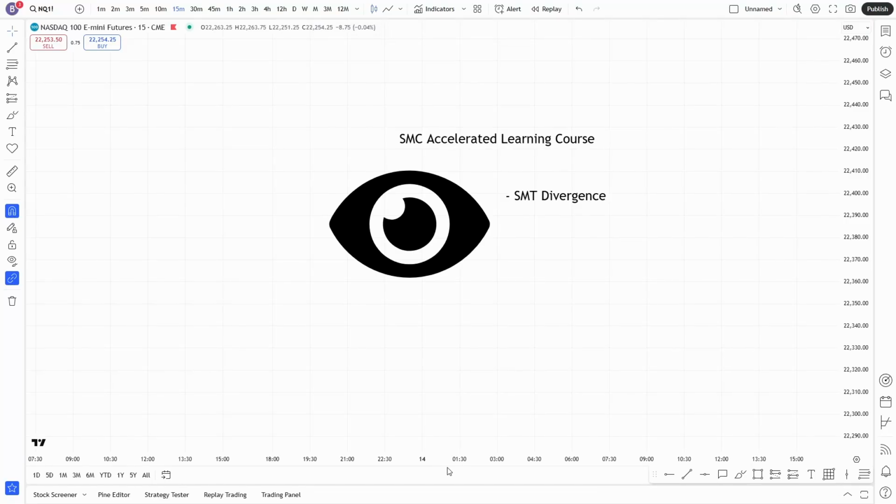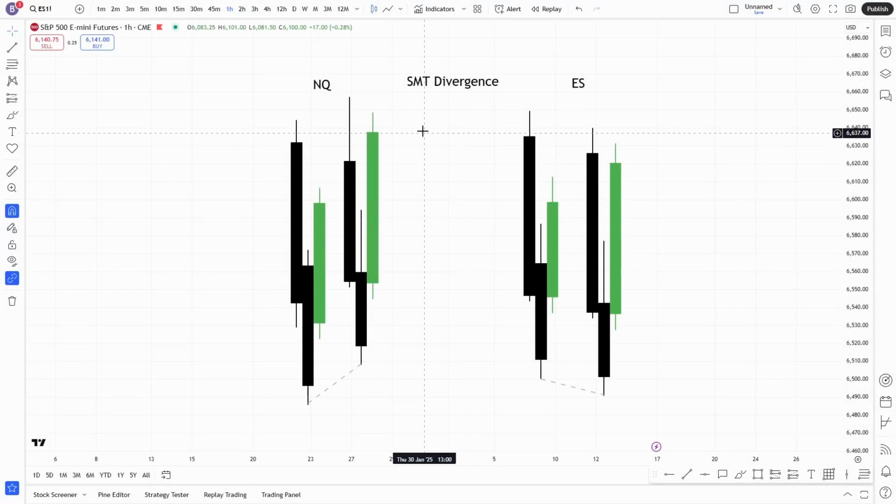In this episode, we're going to be going over SMT divergence. So without further ado, let's get right into it. So what is an SMT divergence? As ICT says, it's a cracking correlation between correlated assets. SMT divergence can be used as a confluence to finding a key reversal point.